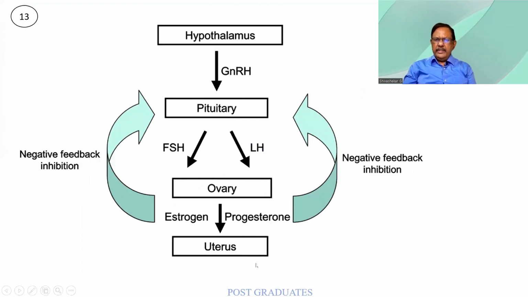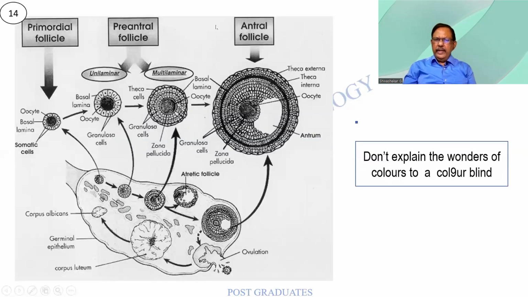This is a very important axis as I had mentioned. The infertility can be a problem of the ovary or the female genital tract, or it can be a problem of the hypothalamus, pituitary, ovary, downwards to the uterus. And the hormones are gonadotropin releasing hormone, follicle stimulating and the luteinizing hormone, estrogen, progesterone, and the feedback over here. So it is very important to analyze where exactly things have gone wrong. Memorize this. A beautiful line diagram, which I would like you people to leisurely see and draw. Don't explain the wonders of colors to a colorblind.